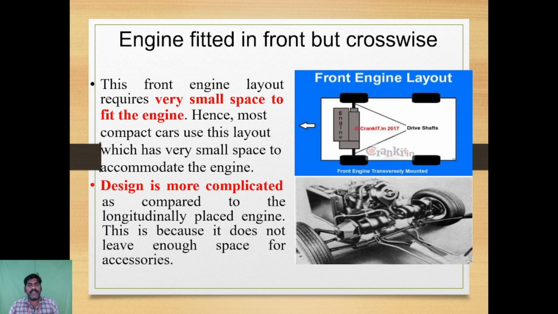Engine fitted in front but crosswise. First one, this front engine layout requires very little space to fit the engine. Hence, most compact cars use this layout, which has very small space to accommodate the engine. Second one, the design is more complicated as compared to the longitudinally placed engine. This is because it does not leave enough space for accessories.